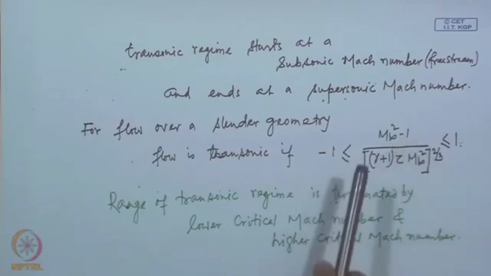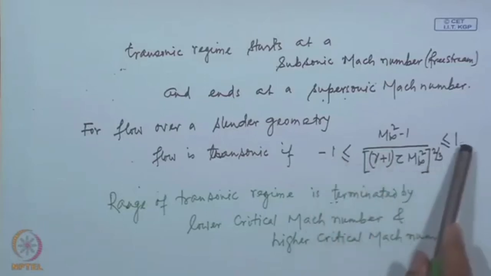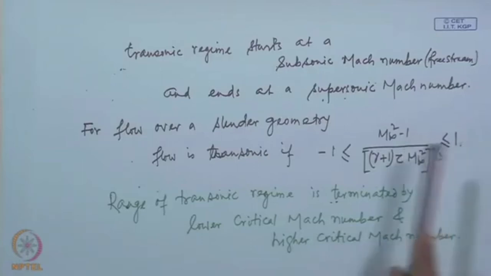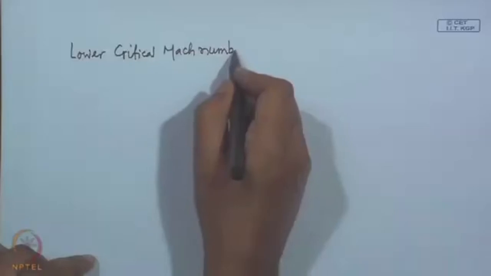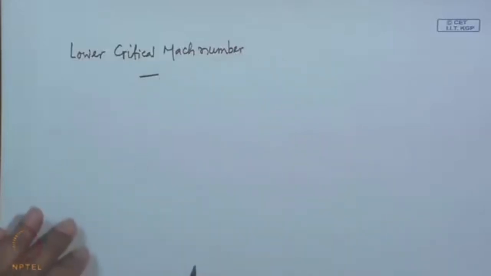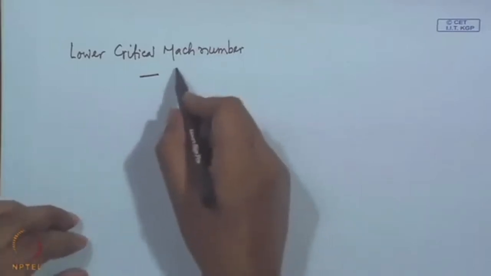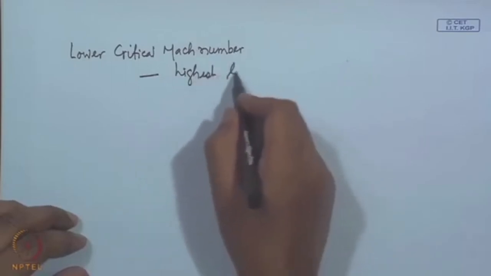Based on this definition, the lower critical Mach number corresponds to minus 1 and the higher critical Mach number corresponds to plus 1. And considering the general case, the lower critical Mach number is the free stream Mach number at which the highest local Mach number over the body is unity. So, we can say lower critical Mach number is the Mach number at which the highest local Mach number on a body is unity.